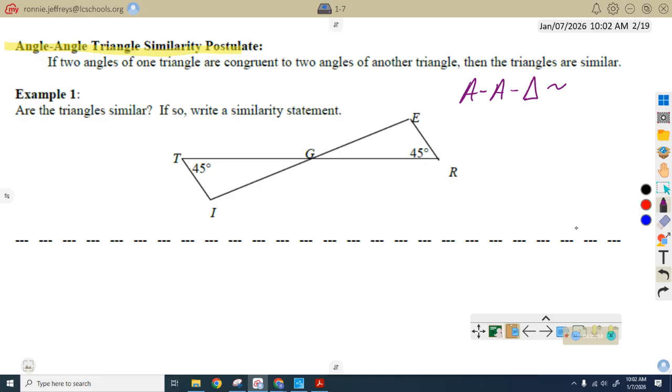So we have to look at this. It says if two angles in one triangle are congruent to two angles in another triangle, then they're similar. All right, well, let's look at this. We know that this angle is congruent to this angle. Are there any other angles that would be congruent to each other?